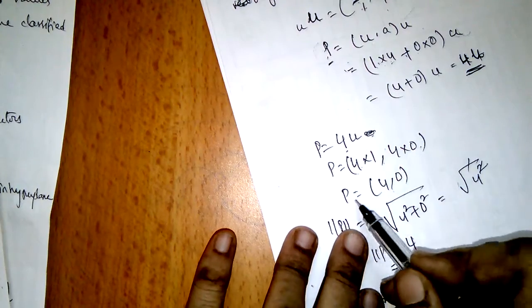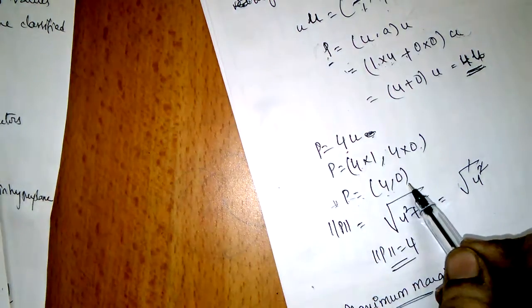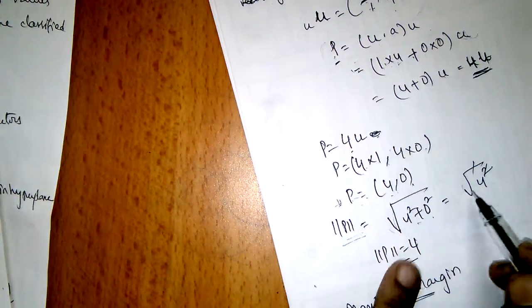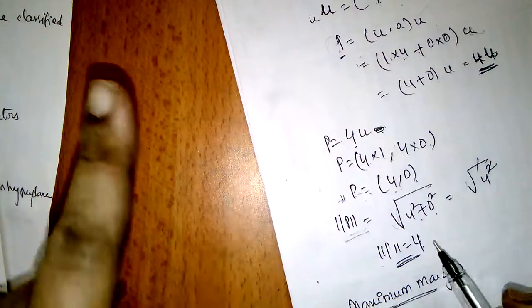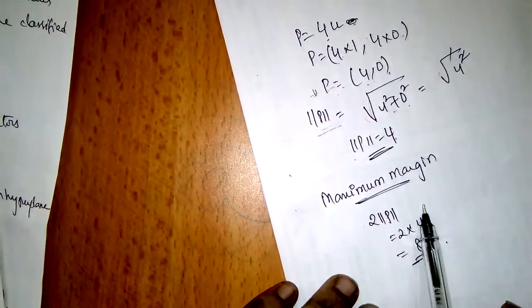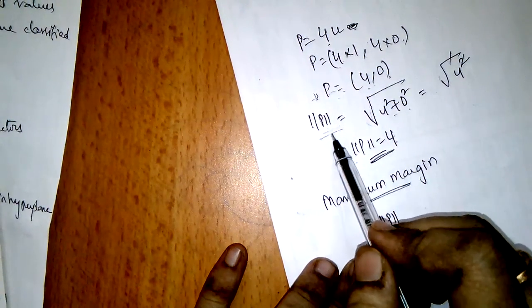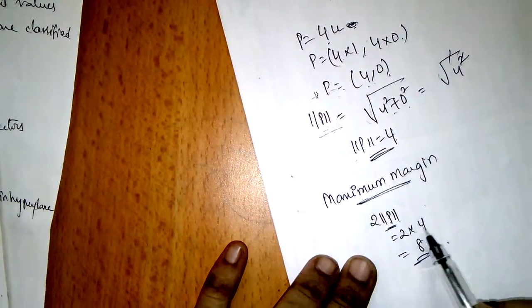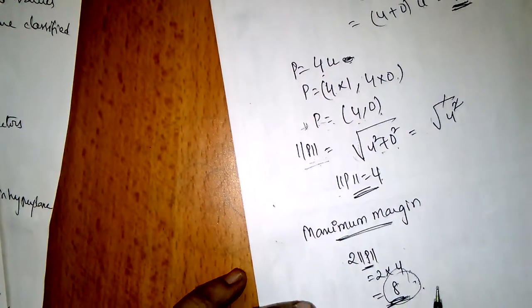So we will get the distance of the point (4, 0). Okay. To find the distance of the point, square root of 4 square plus 0 square equals 4. This is the distance between S3 and the hyperplane. You find the remaining support vectors also. Now what is the maximum margin? 2P. Okay, what is this P? The distance of the support vector, that is S3, 4. So 2 into 4, this is 8, the maximum margin. Like this we have to find the maximum margin.